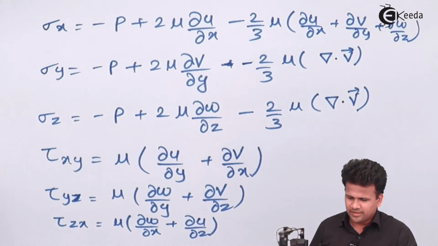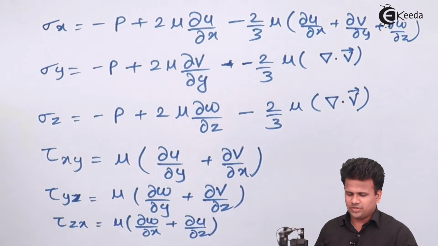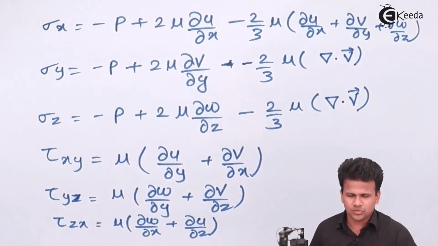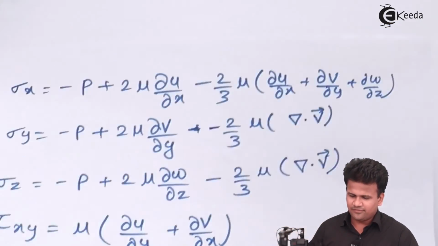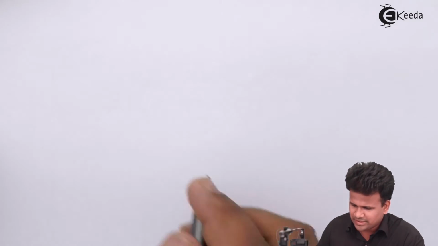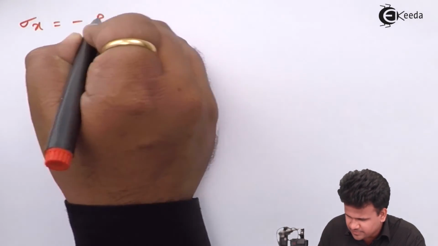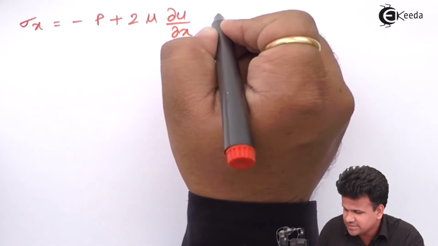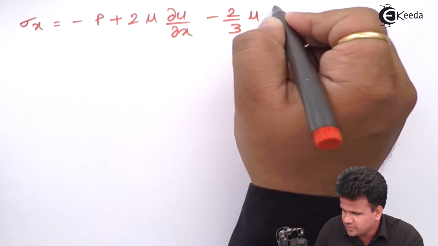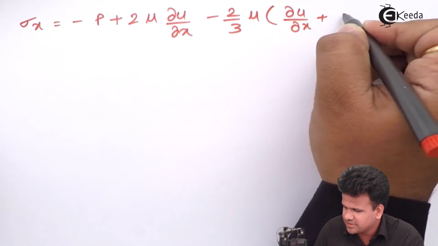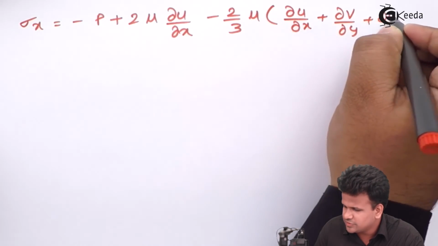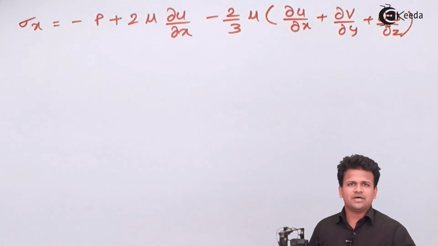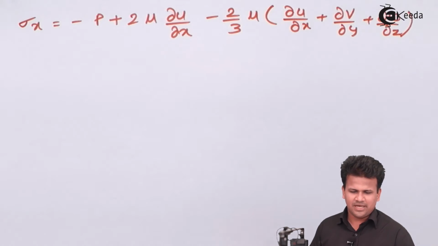So the solution of the differential equation is not in the scope of our syllabus, but we have to use this equation and substitute in the individual terms. Now we have got the value of sigma x. Let us quickly write down the value of sigma x, that is minus p plus 2 mu into dou u by dou x minus 2/3 of mu into (dou u by dou x plus dou v by dou y plus dou w by dou z). Along with that, we'll write down the initial differential equation which we have written.